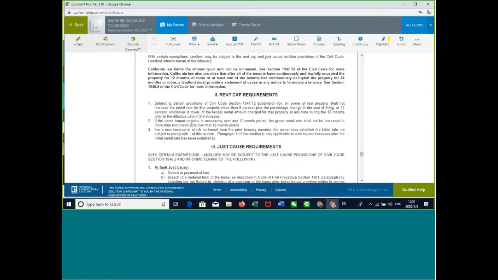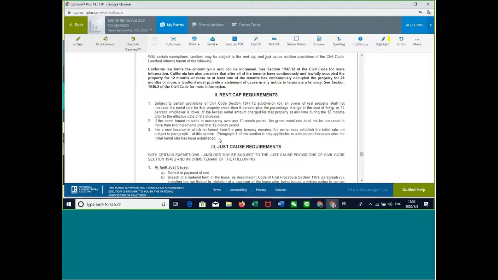For a new tenancy in which no tenant from the prior tenancy remains, the owner may establish the initial rate not subject to paragraph 1 of this section. Paragraph 1 of this section is only applicable to subsequent increases after the initial rental rate has been established. So as I said, if you don't ever want to deal with rent cap, you just get a new tenant every 12 months. Every 11 months and 364 days, you get a new tenant.